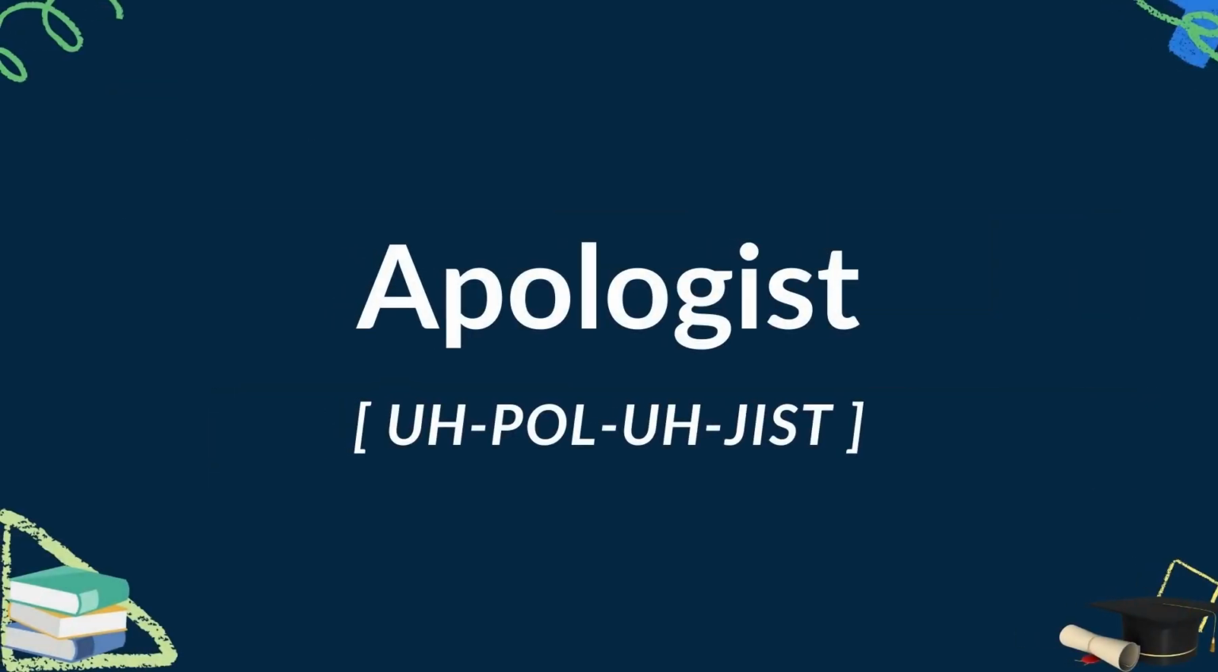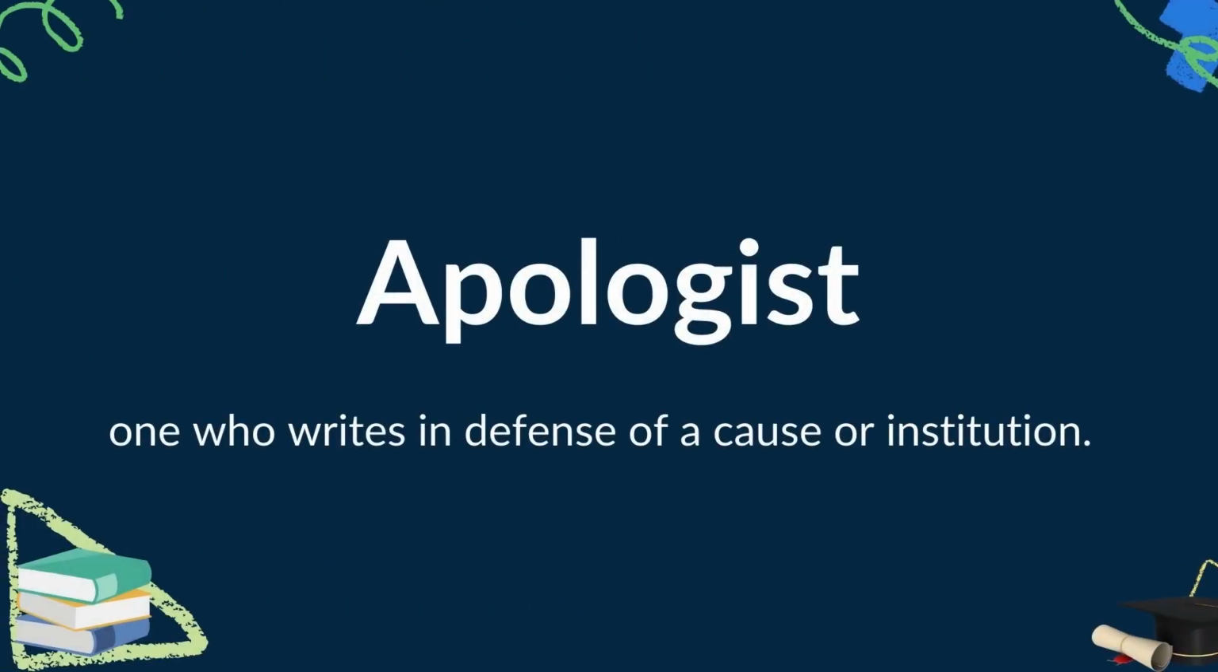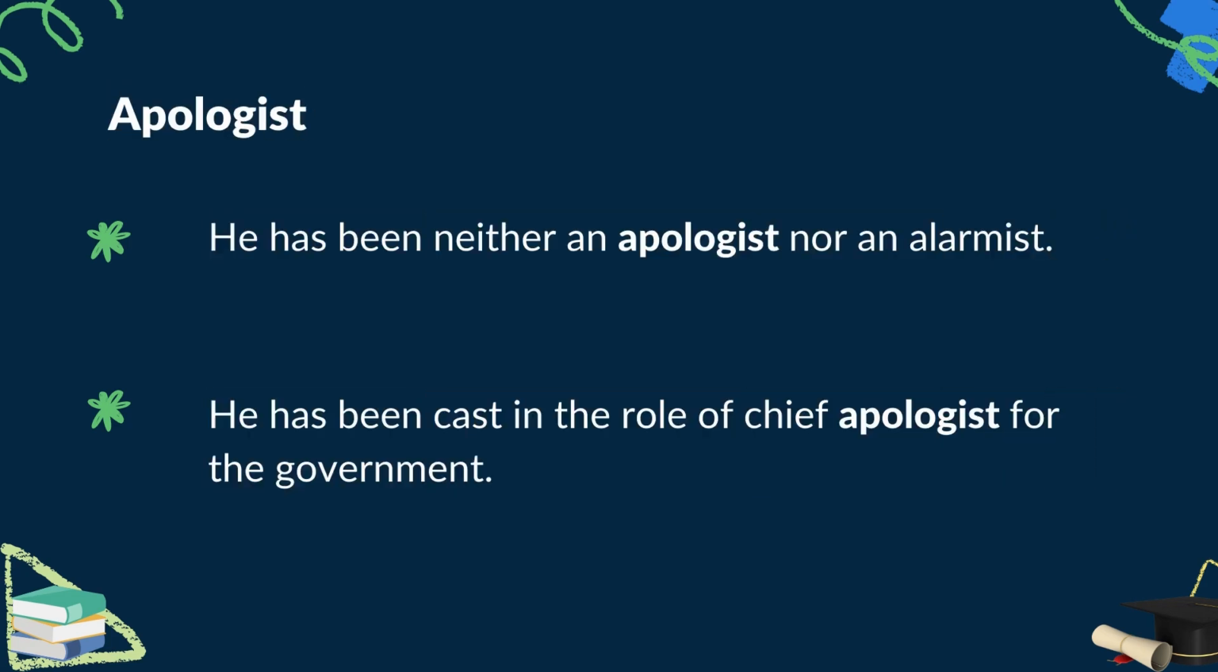The next word is apologist. A-P-O-L-O-G-I-S-T. Apologist. Apologist means one who writes in defense of a cause or institution. Here are some ways you can use the word in a sentence. 1. He has been neither an apologist nor an alarmist. 2. He has been cast in the role of chief apologist for the government.